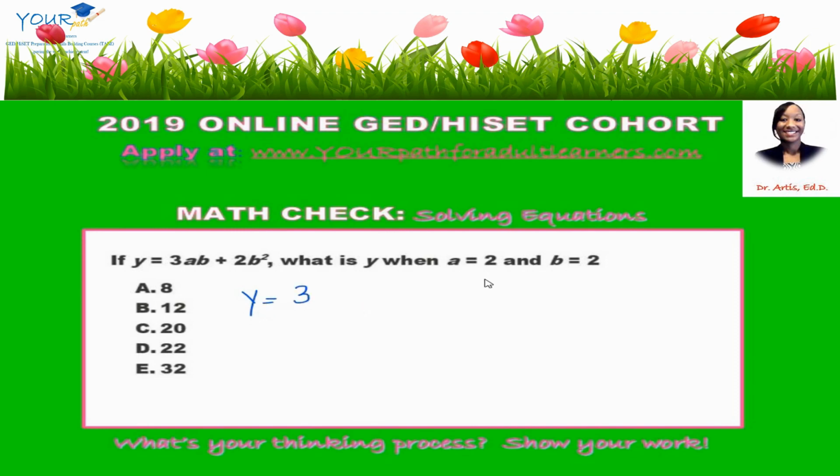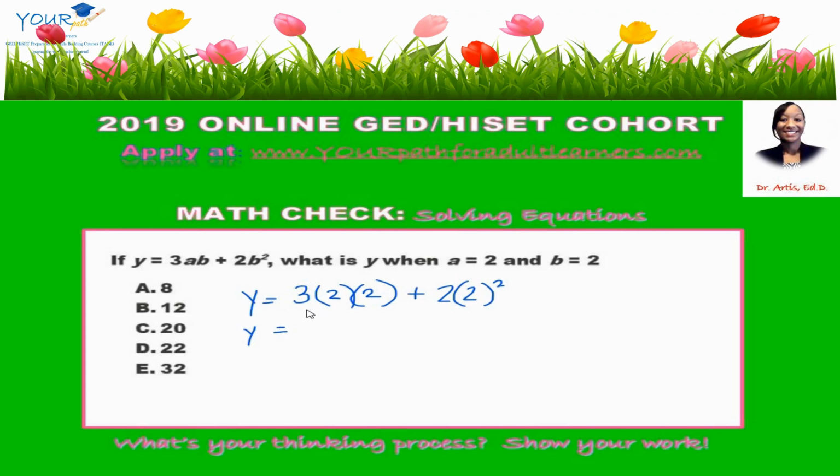3. We know that the value for a is 2. And we also know that the value for b is 2. We're going to put them in parentheses because we are multiplying. We're going to add 2 times the value of b, which is also 2, and then we're going to square it. So now that we have our values inserted, all we need to do now is solve for y.